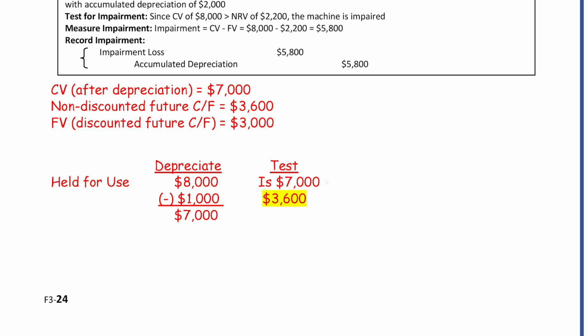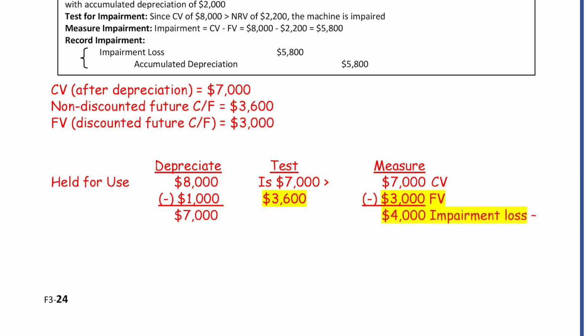Now the answer is yes, 7,000 is greater than 3,600. That means the asset is impaired. And now that we're going to be measuring impairment, that's going to be $7,000 carrying value minus $3,000 fair value. Highlight that. And $4,000 impairment loss. Highlight that. And right there, recognize an I. That's income from continuing operations after tax.